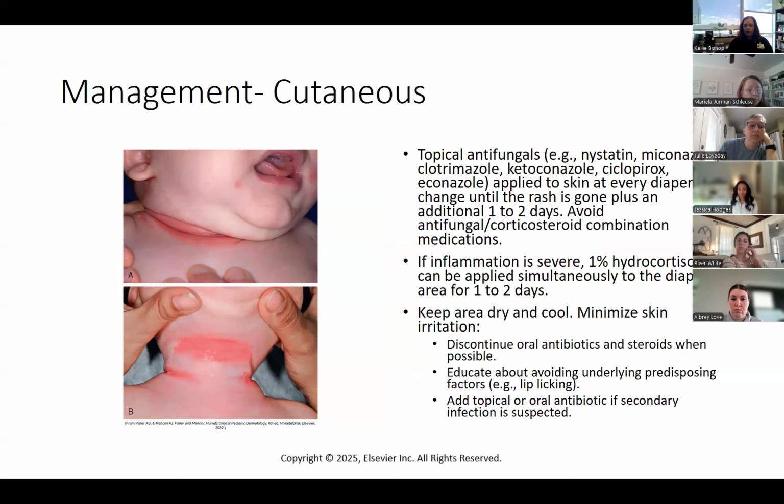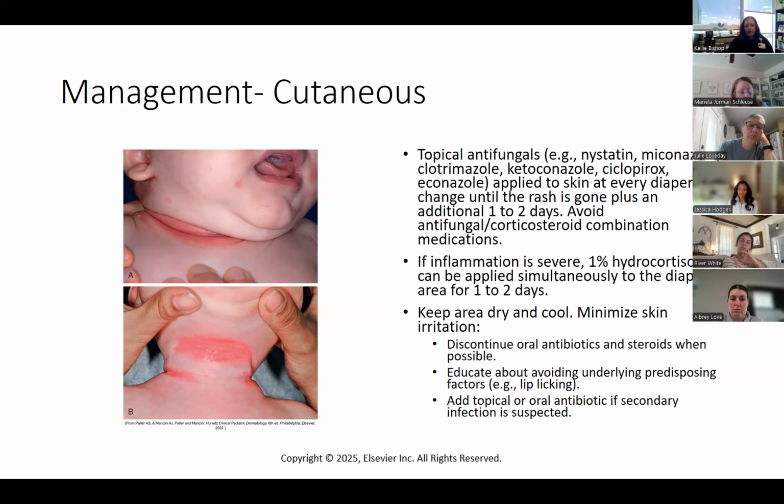Cutaneous candida, we use topical antifungals. So usually it's nystatin, but you can use these other ones as well. And it's applied with every diaper change or 4 times a day if it's somewhere else on the body, until the rash is gone, and then a couple more days. You want to avoid antifungal and corticosteroid combination medications because corticosteroids can make fungus worse. Really anything that likes sugar is going to go crazy with a corticosteroid. So that's why with diabetes, they tend to have spikes in DKA and things if they're on steroids.